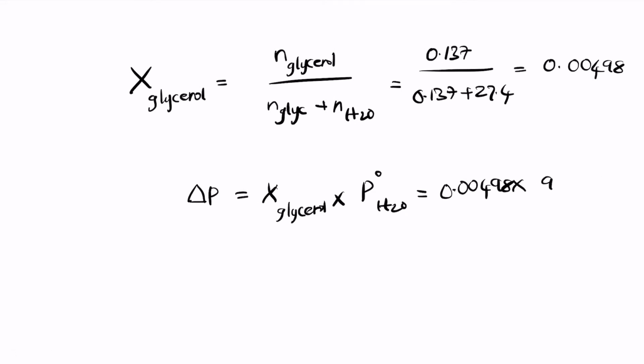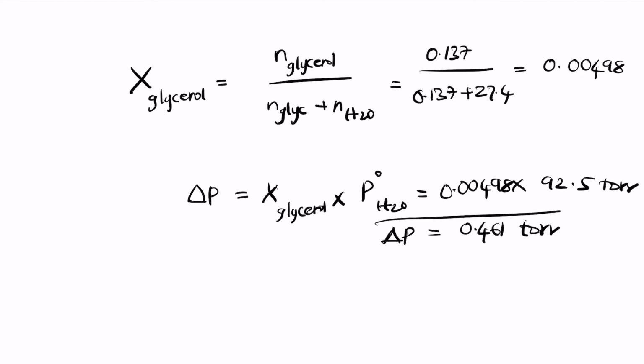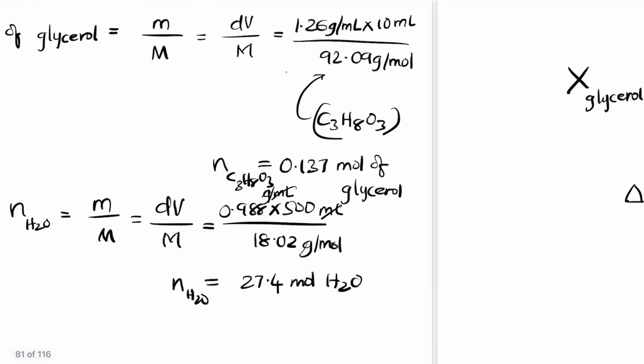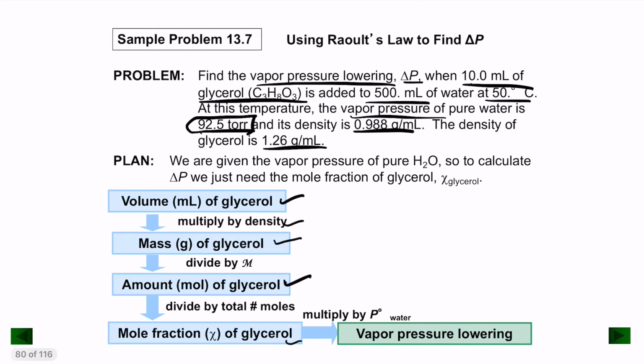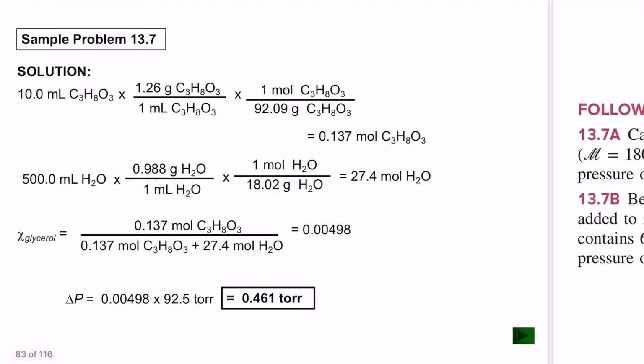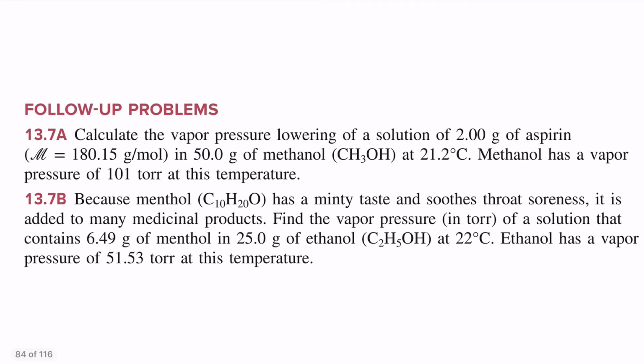So that value is 92.5 torr. So the final answer becomes 0.461 torr. This is the lowering in vapor pressure when you add 10 ml of glycerol into 500 ml of water. So this is how much the vapor pressure will change or lower. So this is how you can solve the problem. Use the same principles now. Pause the video right here and try to solve these two problems.